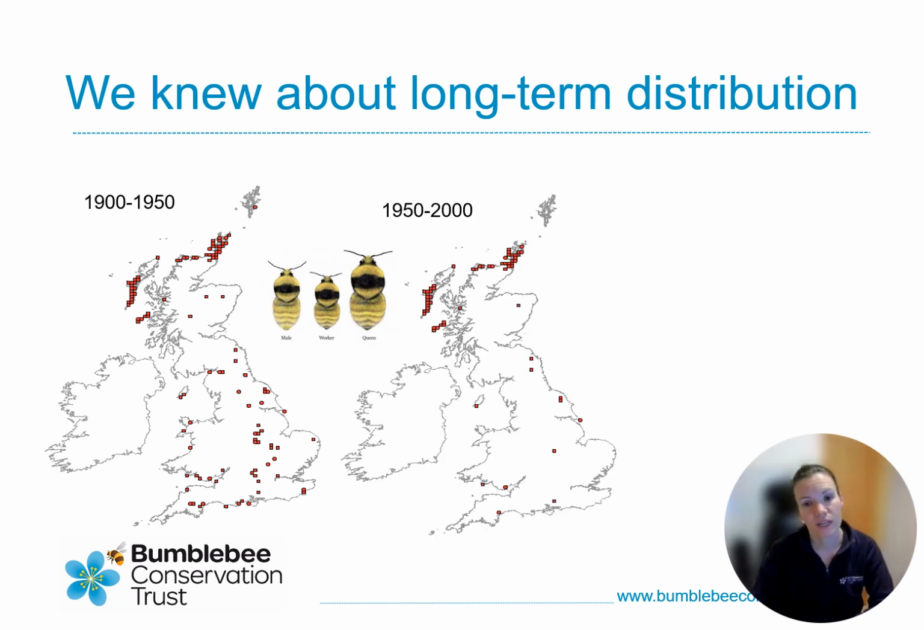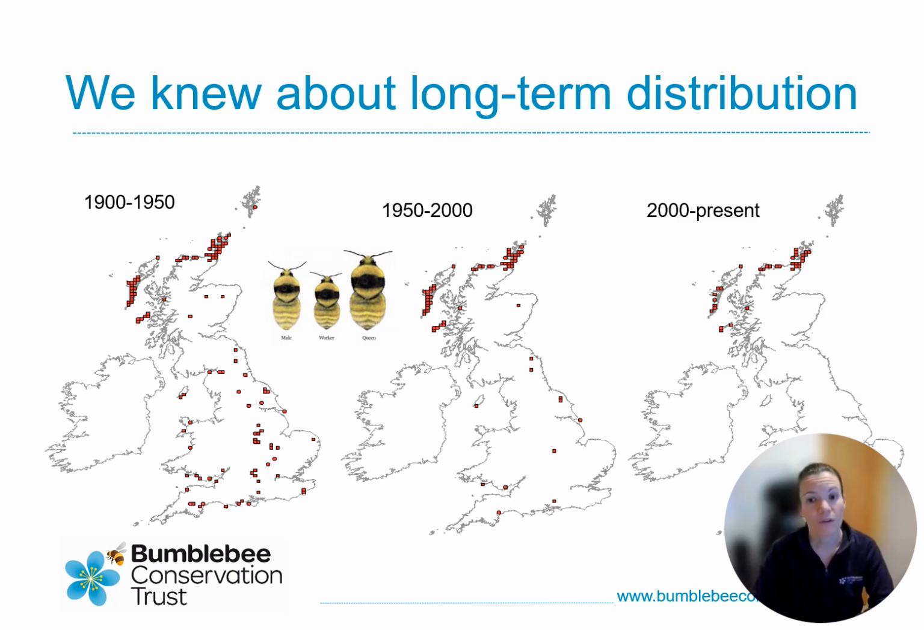But if we move forward to data between 1950 and 2000, we can see that we've lost a lot of those populations across England and Wales. And if we move to 2000 to the present, it's actually disappeared completely from England and Wales and is now just hanging on in the north coast of Scotland and on the islands as well, where it's associated with more traditionally managed machair wildflower grassland. So this is really useful information and gives us a clear picture over time about where species are and where they are not, but it's not telling us anything about the numbers, the abundance.